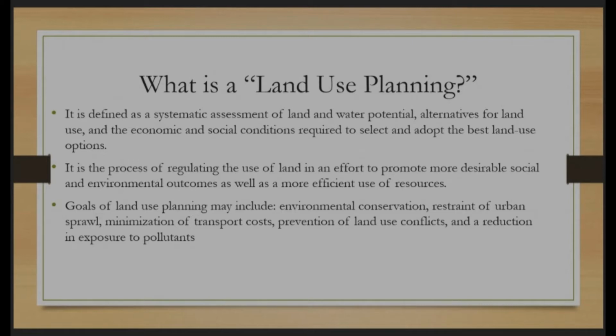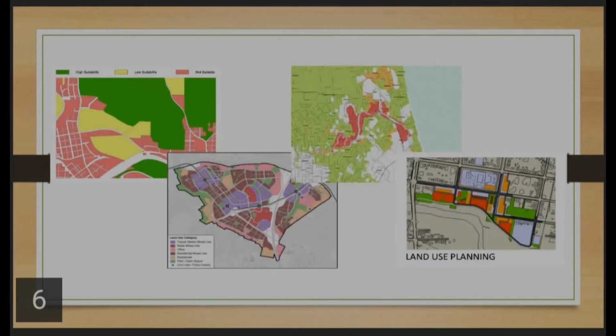The goals of land use planning may include, first, environmental conservation. Second, the restraint of urban sprawl. Third, the minimization of transport costs. Fourth, the prevention of land use conflicts and the reduction in exposure to pollutants. This is an example of a land use plan.